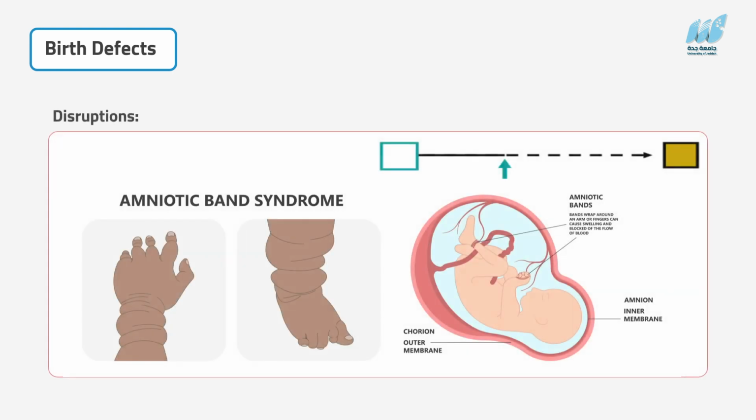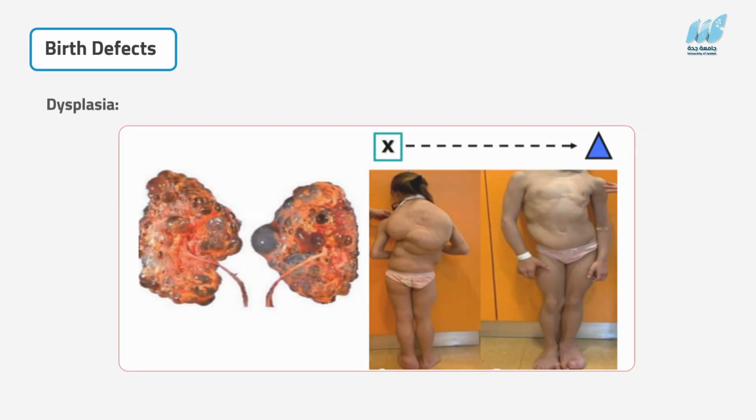The third birth defect is disruptions. It is a secondary disruption of a previously normal organ or body region. It could be of vascular or infectious cause. An example is amniotic band syndrome. The fourth mechanism of birth defect is dysplasia, an abnormality of the microscopic structure and function of a tissue, usually with an evolutionary character.